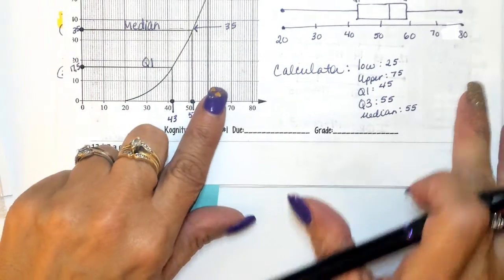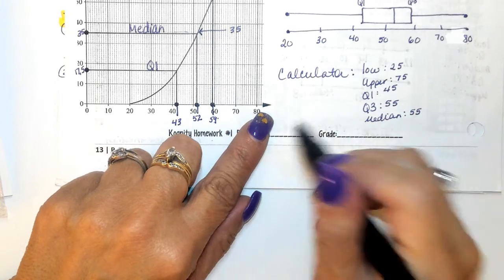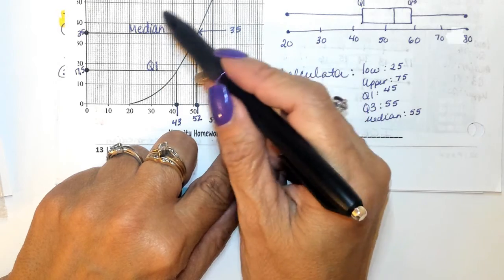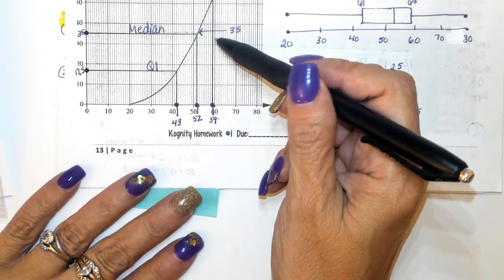So you can use your calculator, but because it was mid-intervals and not the actual 20 to 30 that we were doing, this right here encompasses that whole entire interval and everything.